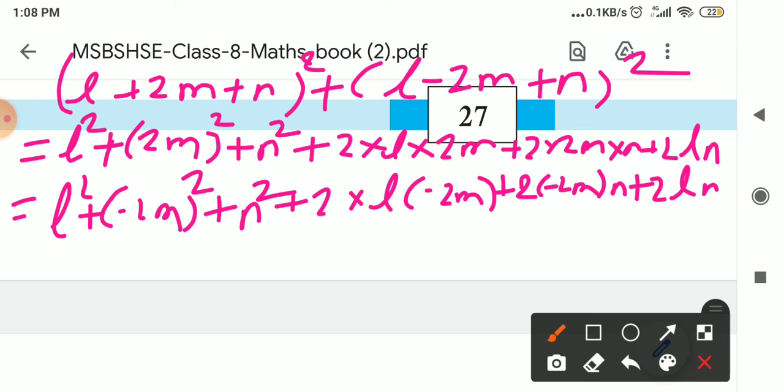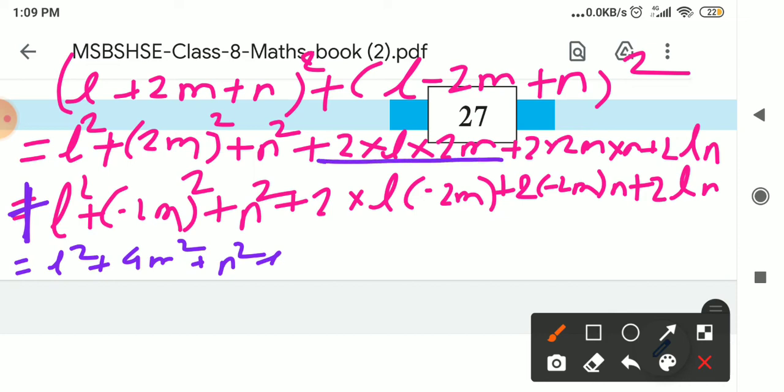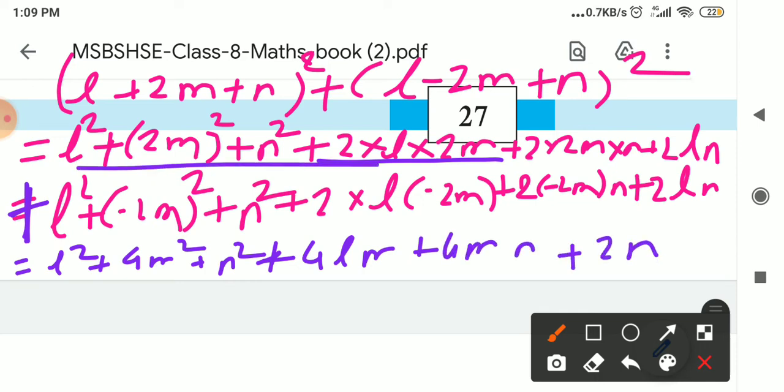Now the next step is that we have to solve. Here plus sign is there. l square, as it is, l square. 2m square means 4m square, plus n square, plus multiplication of these three. So 2 2s are 4lm, 4lm, sorry. These three is multiplication. 2 2s are 4mn, plus 4mn, and lastly 2ln. This is what we have written here.